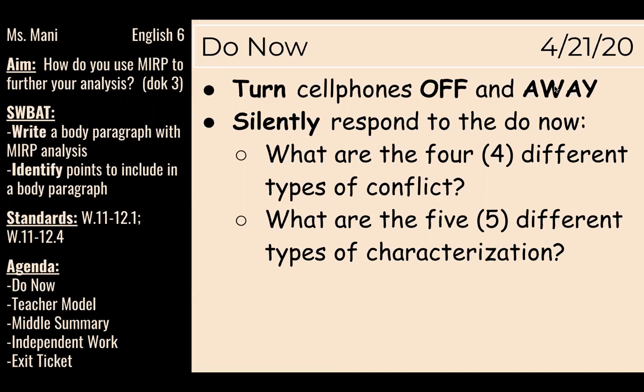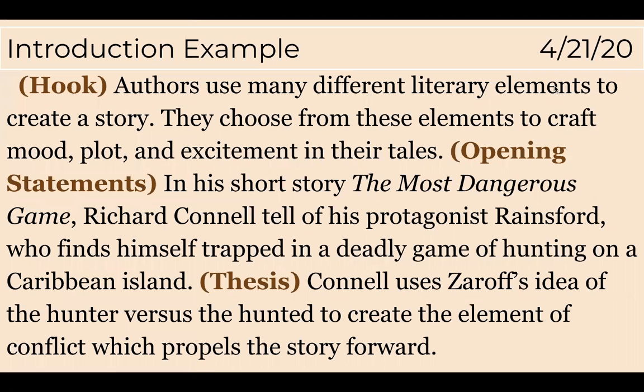So, for today's do now, as usual, you can find it on the attendance form. But I thought we could just do some review from yesterday's lesson and also just from prior knowledge. So, what are the four different types of conflict? And what are the five different types of characterization? So just respond to that in the attendance form to get classwork credit for the do now, and then also attendance so I can transfer it over to PeoplePath. So that was the do now for today.